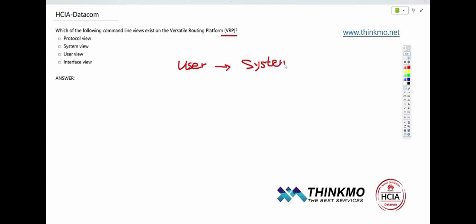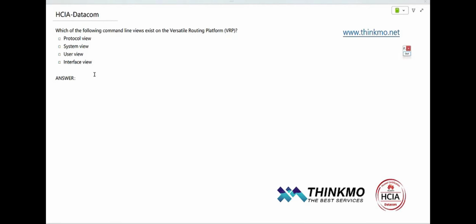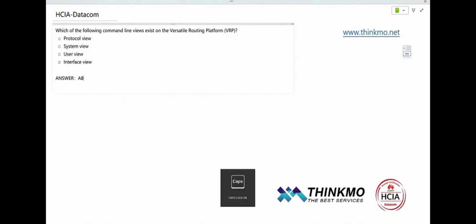Now in this process, after entering the system view, we can choose to go into the interface to access the interface view, or through protocols like OSPF, ISIS, or BGP, enter the protocol view. So during this process, in fact, all four views can exist within our VRP. So for this question, our choices are A, B, C, and D.